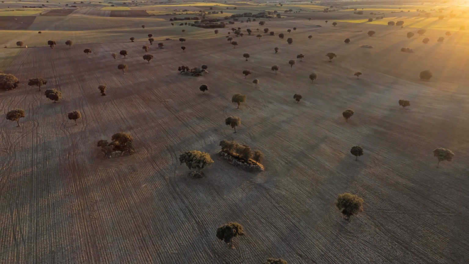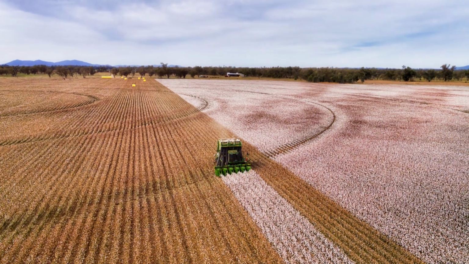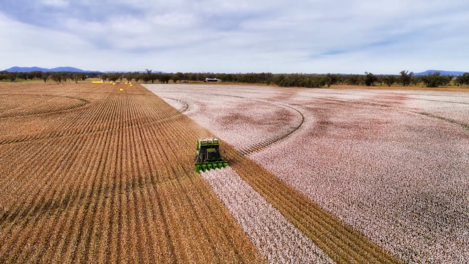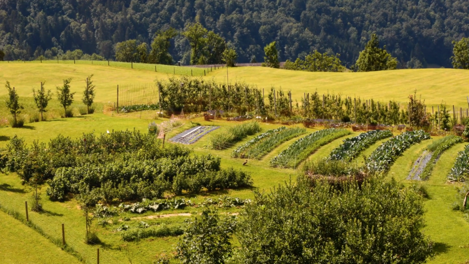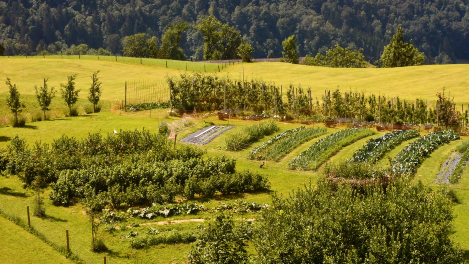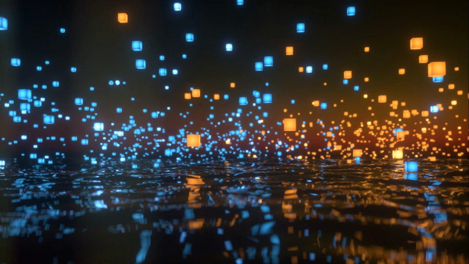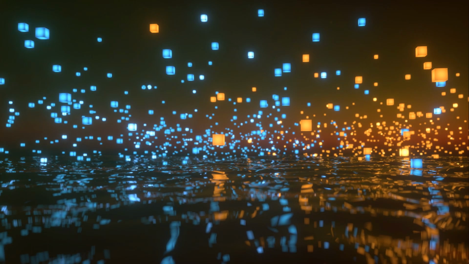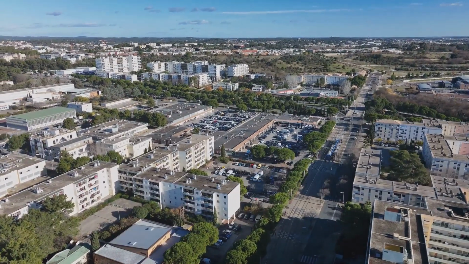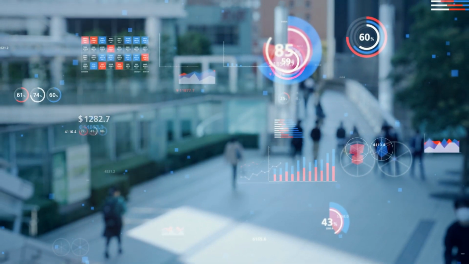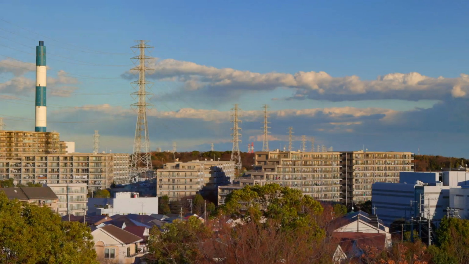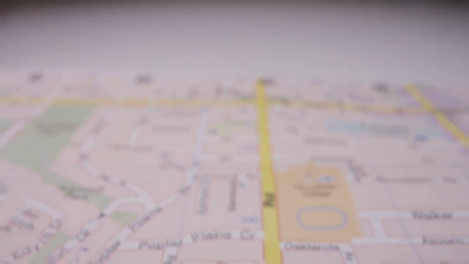Agricultural zoning. This type of zoning is for land used for farming, livestock, and other agricultural purposes. It may include restrictions to protect farmland from being used for commercial or residential development. Mixed-use zoning. Mixed-use zones allow for a blend of residential, commercial, and sometimes industrial uses in the same area. This type of zoning is often used to create walkable neighborhoods with homes, businesses, and amenities close together.